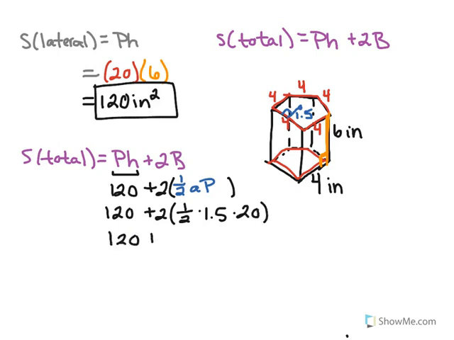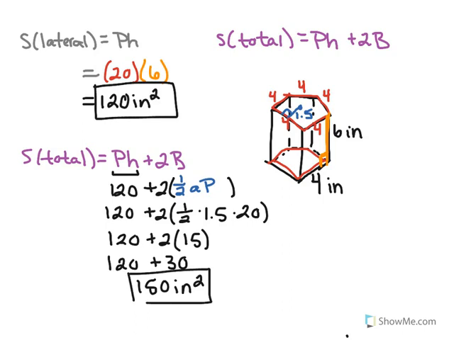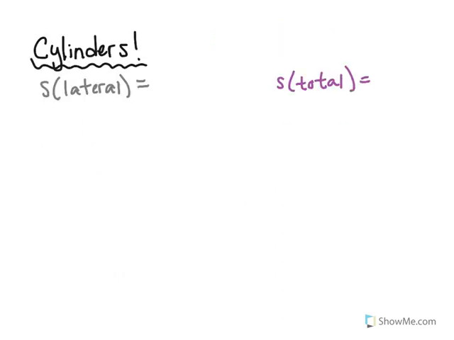So I'm going to go ahead and calculate this inside part. And that gives me 15. So now I have 120 plus 30, because 2 times 15 is 30, to give me 150 square inches for my surface area. So that's how we do those. And the last one that we're going to talk about is how to find the areas of a cylinder.